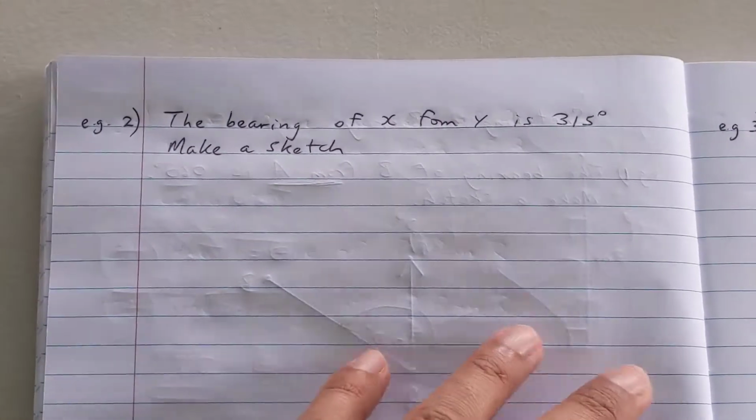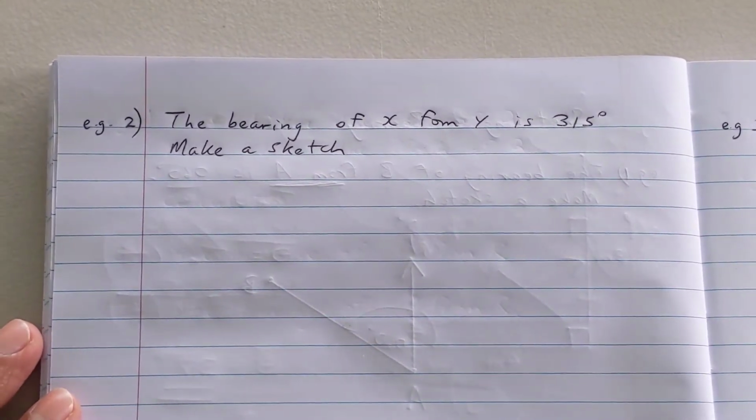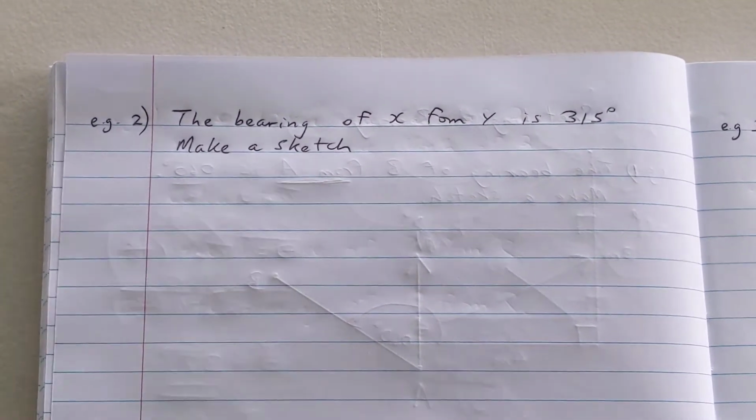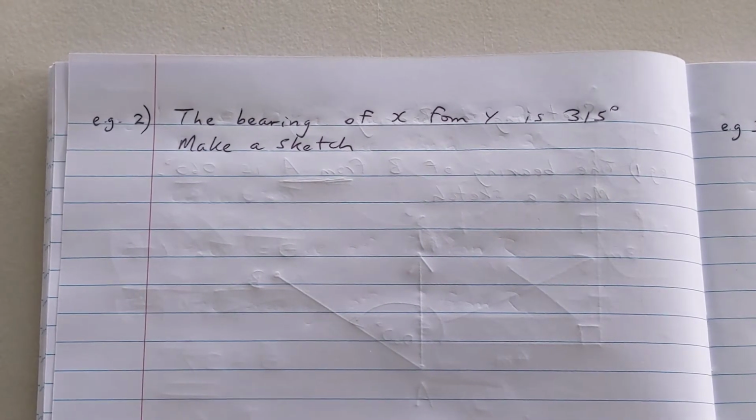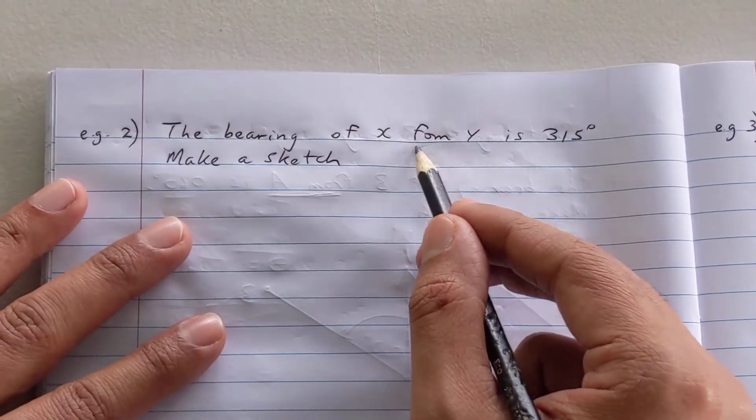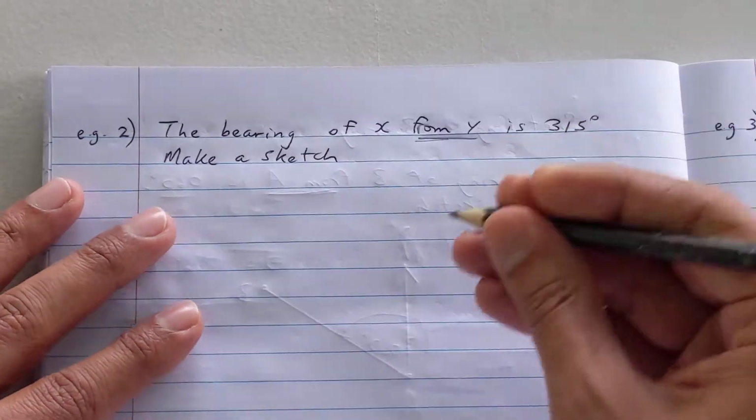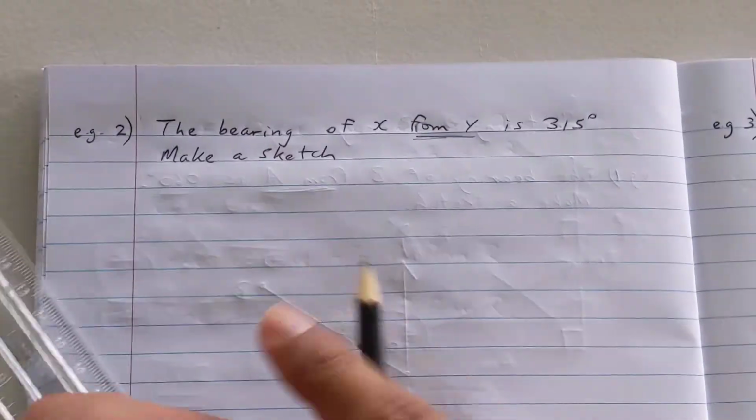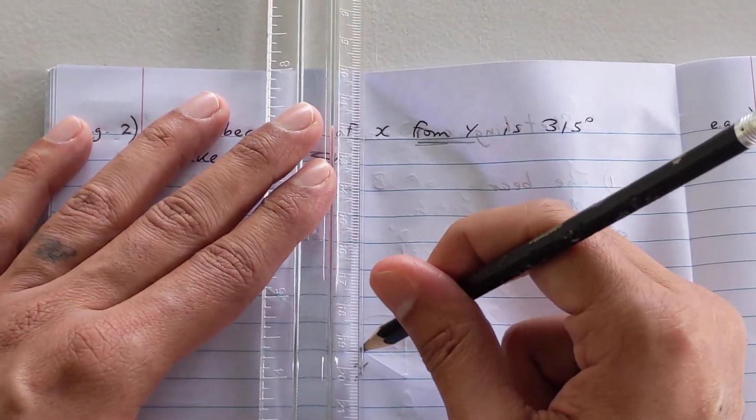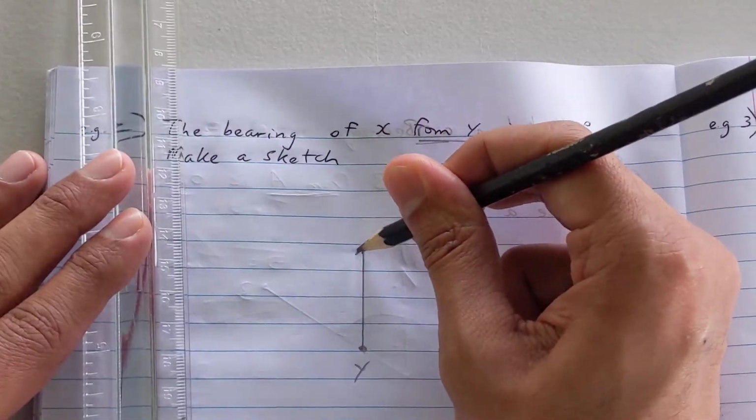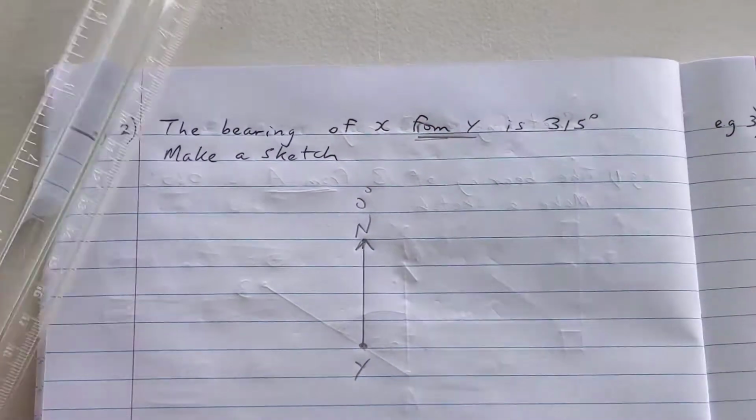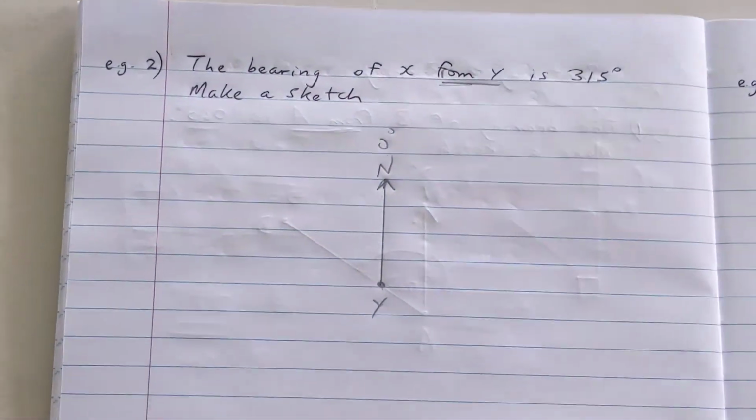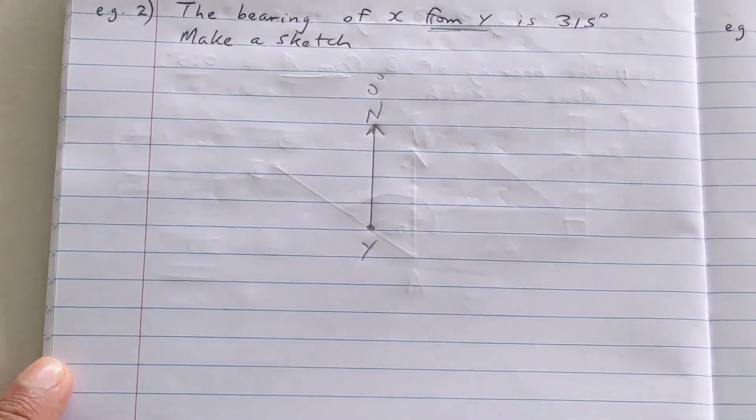What if I wanted the bearing of X from Y is 315 degrees? Same thing: which point am I at? That's the first thing I want to know. Which point I want to go from. So from Y means at Y. And at Y, the first thing I'm going to do is draw my north line. That's my starting point, 0 degrees, and I want to turn in a clockwise direction until I cover 315 degrees.